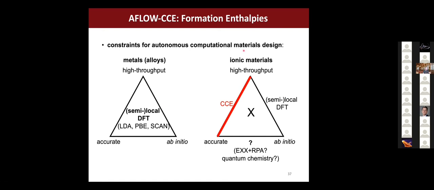Okay, so if we want something that's fast and first principle or ab initio, we might rely on DFT, but we're missing the accurate piece, right? There's some errors that don't cancel there. If we want something that's accurate and first principle, we might rely on EXX RPA, which stands for non-self-consistent exact exchange plus random phase approximation. So this is going to be a very expensive calculation. If we want that third piece, which is high throughput and accurate, then we're going to rely on this correction scheme that we've created in AFLOW.